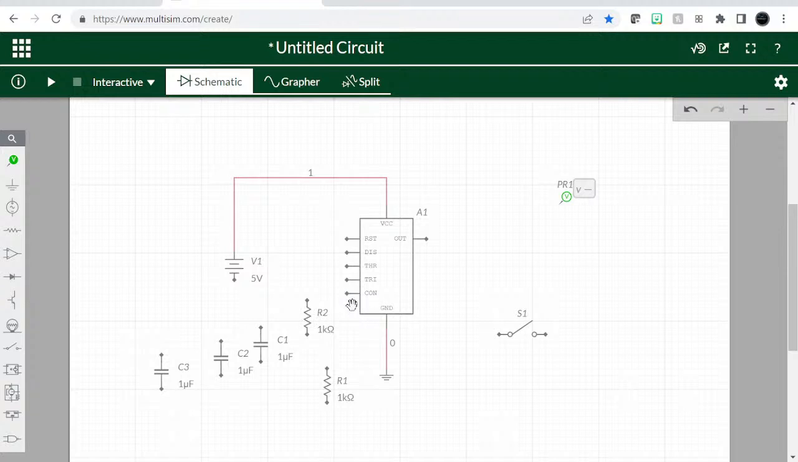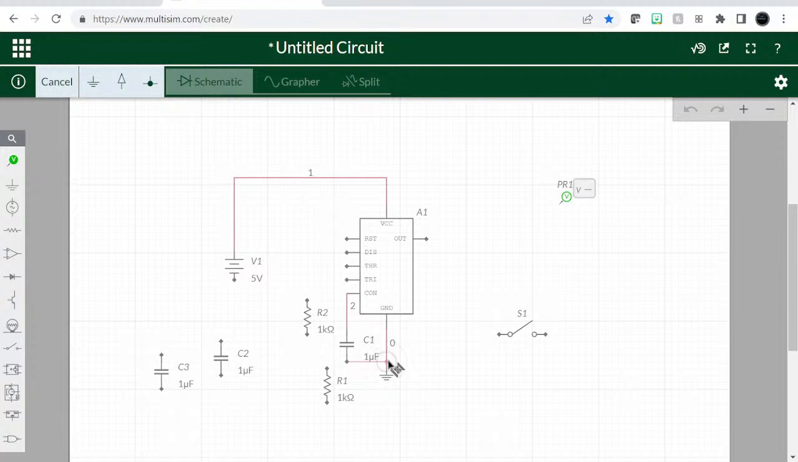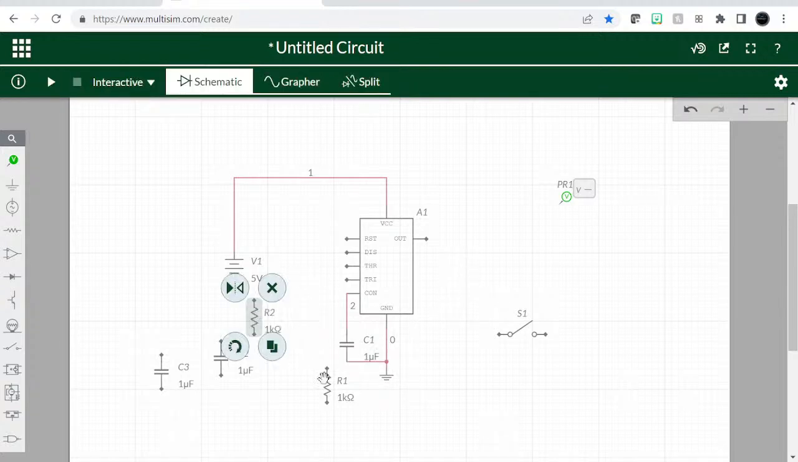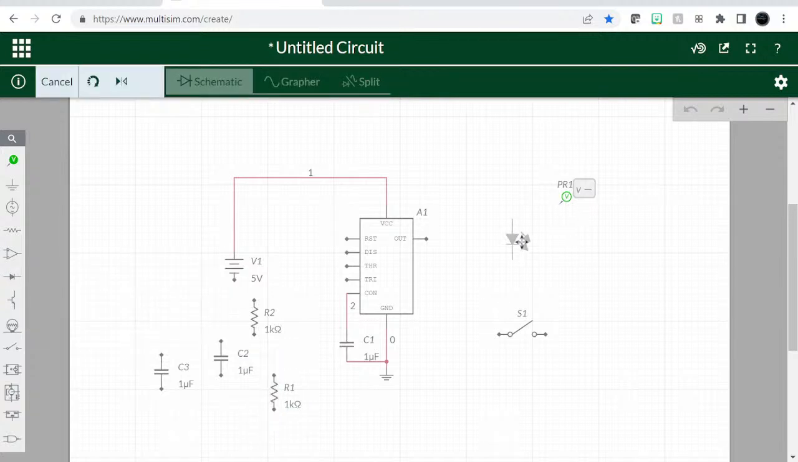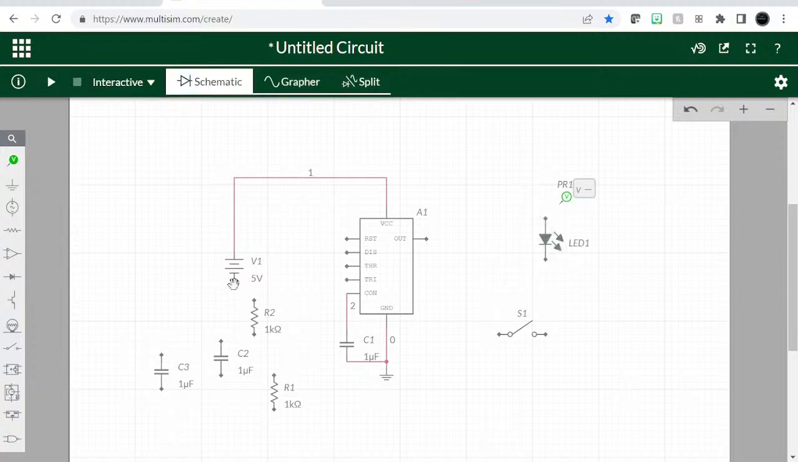and my control voltage needs a capacitor to ground. So I'm just gonna lay it here. That's pin number 5. And then maybe we need an LED so we can show the output, not just using the voltage meter there. And then we need a switch. We need maybe 2 switches. So let's make a copy.